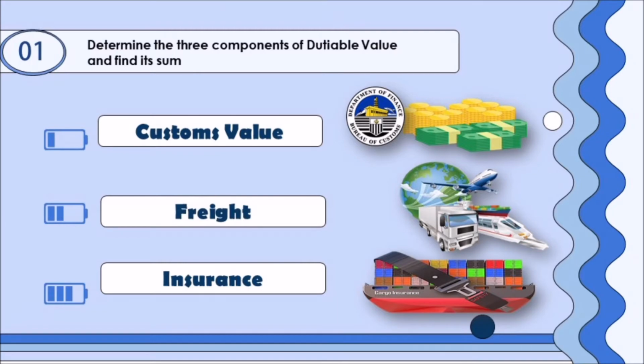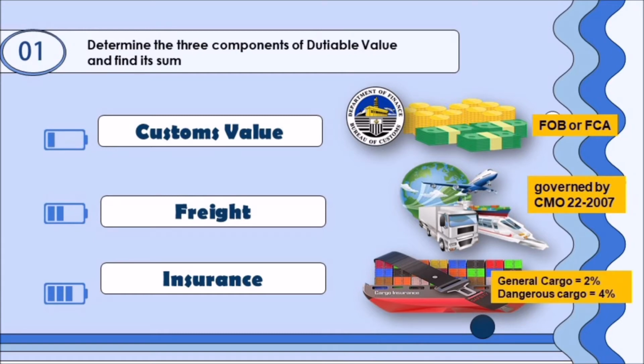The first step is to determine the 3 components of dutiable value. These are the customs value, insurance, and freight. First one is the customs value, which is FOB or FCA, based on the Incoterms 2020, depending on what Incoterms you are using. And second is the dutiable freight governed by CMO 22-2007. Third is the dutiable insurance, governed by the same law. We use 2% of the FOB or FCA for general cargo and 4% for dangerous cargo.